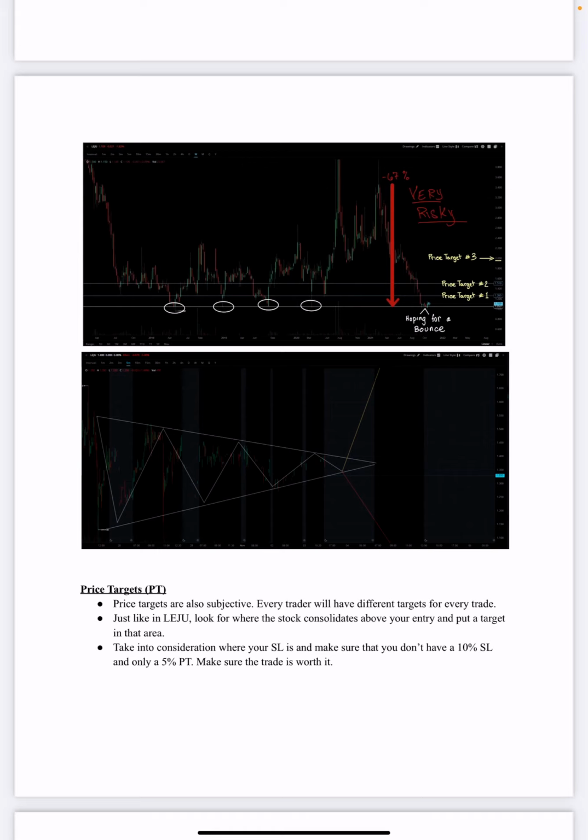So you have to look for where it consolidates above your entry point and put a price target in that area. Right where it's consolidating, a lot of people want it for that price. They don't want to sell, but a lot of people don't want to buy. That's where you're going to set your price target. And then take into consideration where your stop loss is and make sure that you don't have a 10% stop loss with only a 5% price target. Make sure that the trade is worth it. Assess it.